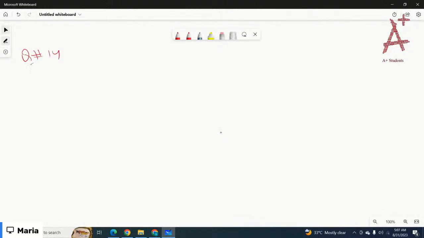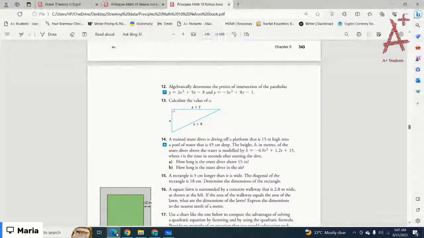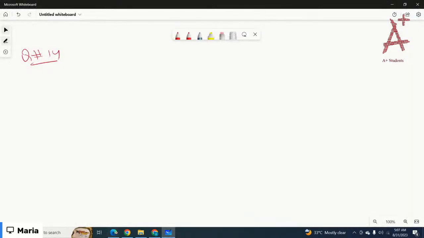Okay, the equation you are given is h equals negative 4.9 t square plus 1.2 t plus 15. Hold on, let me just write it down again. H equals negative 4.9 t square plus 1.2 t plus 15.